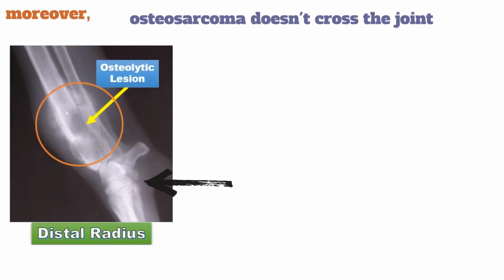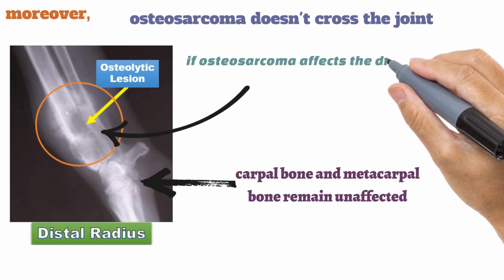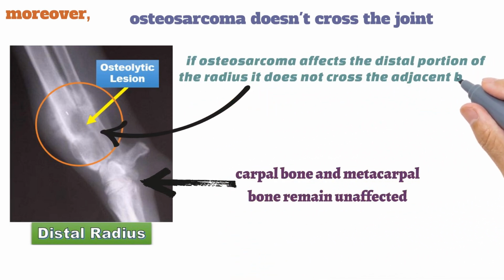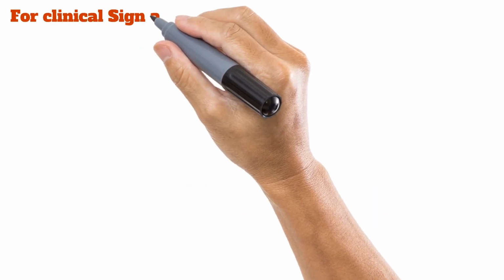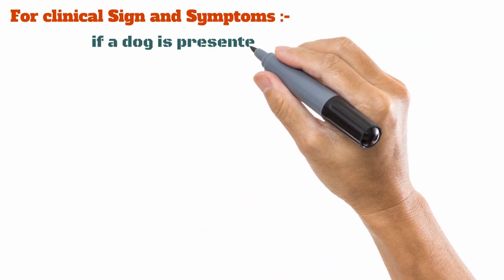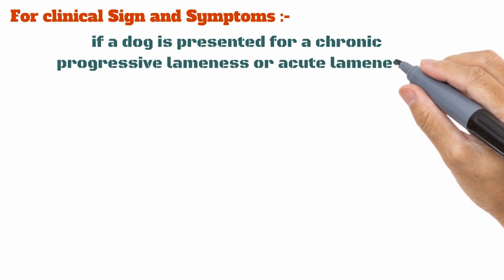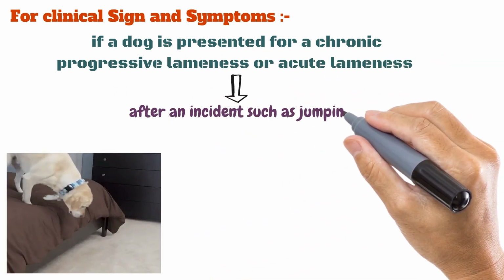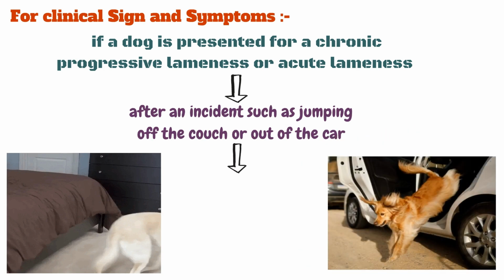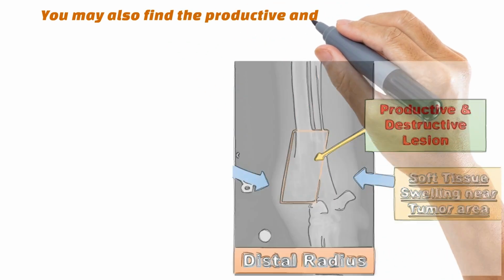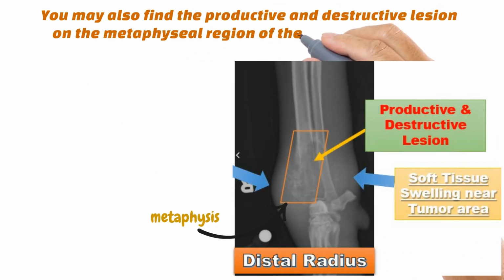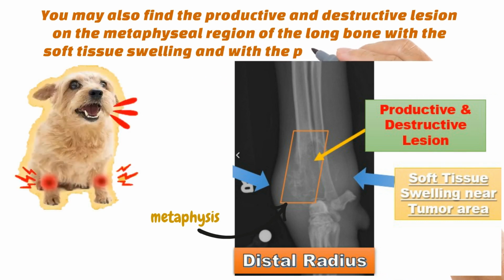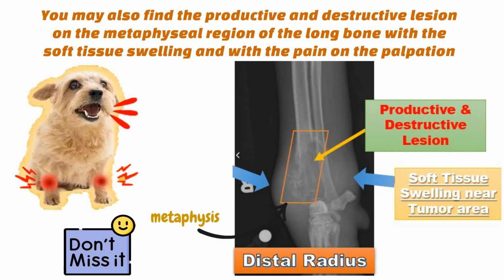Moreover, as a rule, osteosarcoma doesn't cross the joint, meaning if osteosarcoma affects the distal portion of the radius, it does not cross into the adjacent bone. For clinical signs and symptoms, if a dog is presented with chronic progressive lameness or acute lameness after an incident such as jumping off the couch or out of the car, then suspect osteosarcoma. You may also find productive and destructive lesions on the metaphyseal region of the long bone with soft tissue swelling and pain on palpation. These are some important signs that are associated with osteosarcoma.